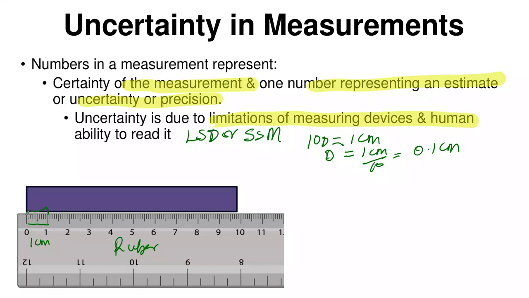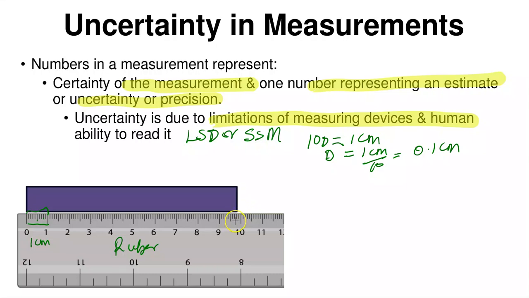But what if we have it in between these small markings, like in between the first two markings? Does it mean we have it in between the first two markings or in between any markings? It becomes difficult to read. At that point, we introduce that uncertainty. So let's now measure the length of this block to use that to explain this.